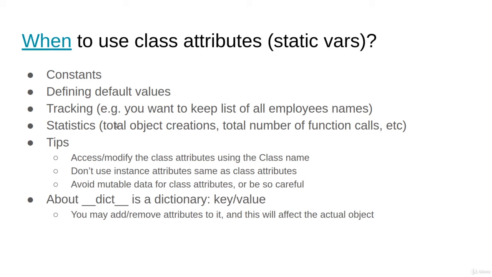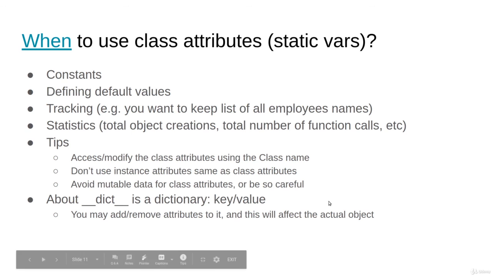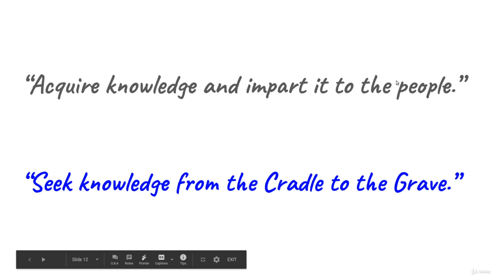I would like to provide you with some tips that will make your life easier. Access and modify the class attributes using the class name. As you see, if you use the object name, it might be problematic. Don't use instance attributes with the same names as class attributes. Having the same name will make it very hard for you to guess what's happening. Avoid mutable data for class attributes, or be careful about that. And again, about the dictionary, remember that we can add keys and values and we can play with it. You shouldn't, but there are some cases where this is a bit useful. That's all.